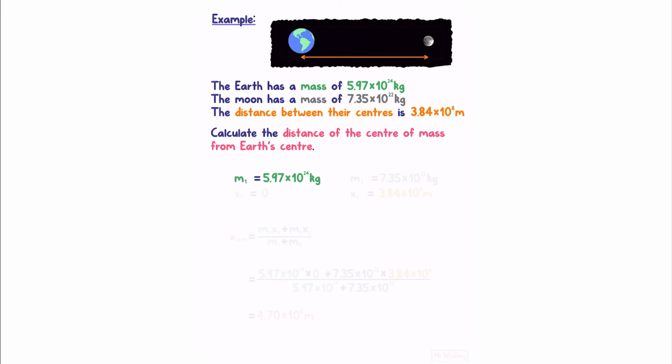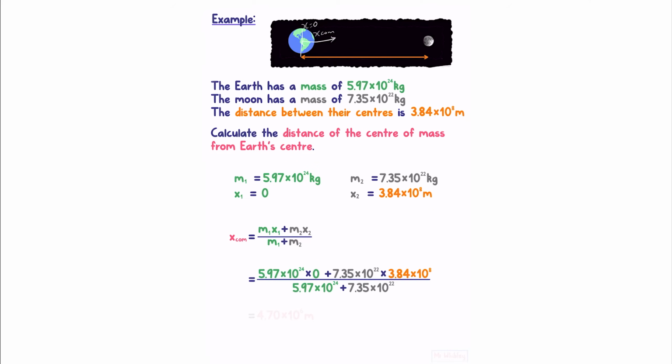And so we know the masses, and as I was mentioning on the previous page, because we're wanting the distance of the center of mass from Earth's center, to make the mathematics easier, we can make our x equals 0 at Earth, which means that our x1 is 0 and our x2 is the separation between them. So we can take our xcom equation, substitute in our numbers, which gives us 4.7 times 10 to the 6 meters.